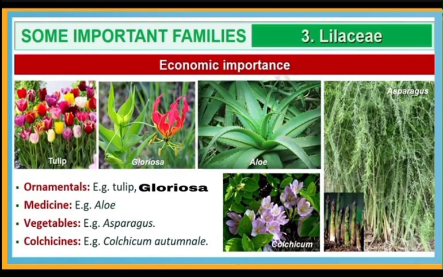Let us see economically important plants of family Liliaceae. Tulip and Gloriosa are ornamental plants. Aloe has medicinal value. Asparagus is used as a vegetable. And Colchicum autumnale produces colchicine, which also has medicinal value.